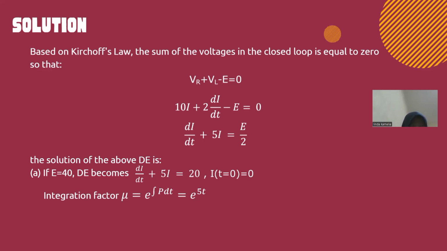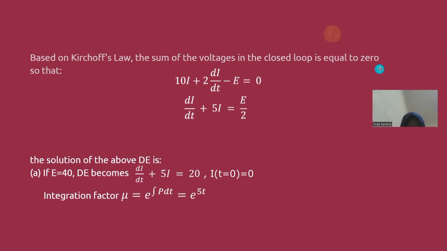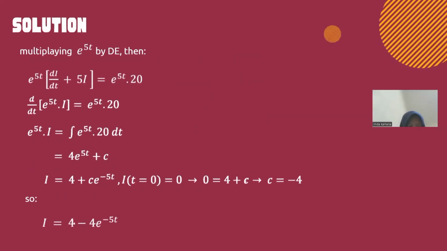So the solution of the above differential equation is, for A, if E equals 40, it becomes dI over dt plus 5I equals 20. If I equals 0, the integration factor u equals e power integral of p dt equals e power 5t. And then we multiply e power 5t by the equation, then we get e power 5t times dI over dt plus 5I equals e power 5t times 20. So we get I equals 4 minus 4e power minus 5t.